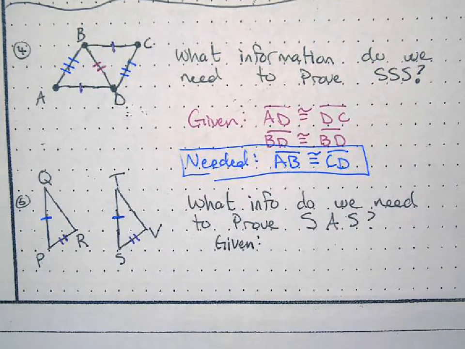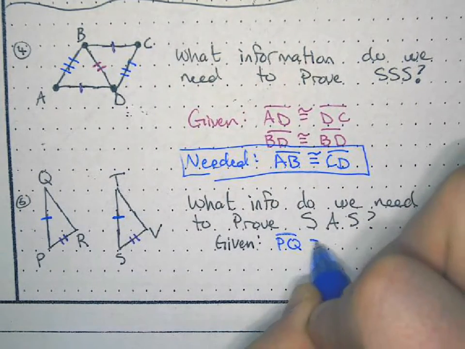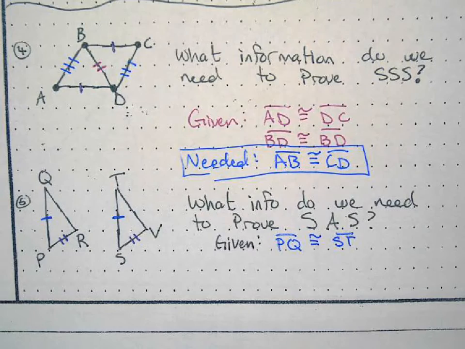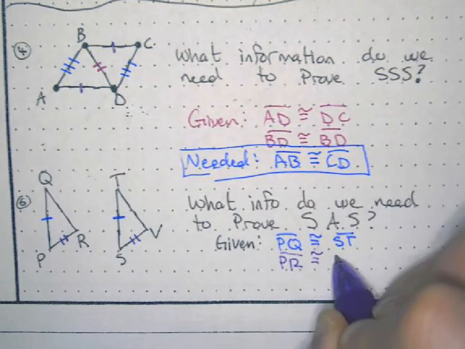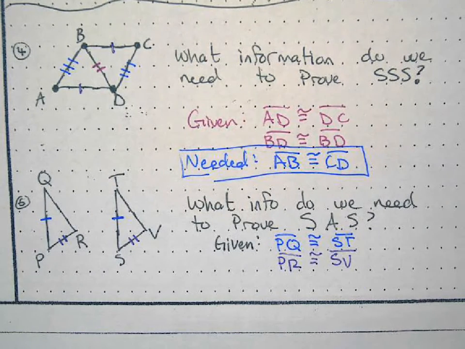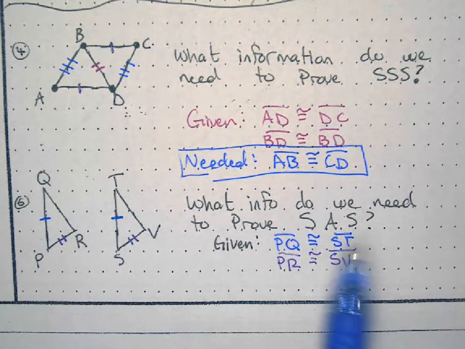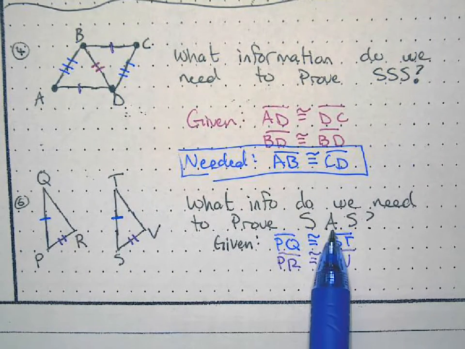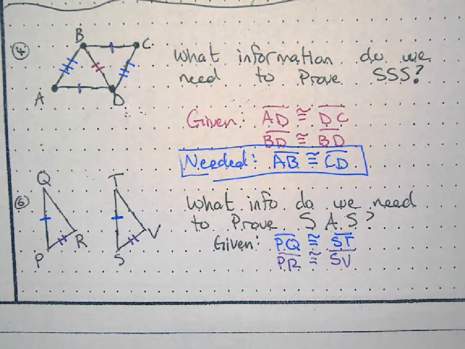Given PQ is congruent to ST, and then we also have given PR is congruent to SV. So what do we need to prove that these triangles are congruent using side angle side? Okay, so we have our two sides, PQ, ST, PR, SV, and the angle has to be in between our pairs of congruent sides. So what angle is in between those pairs of congruent sides?